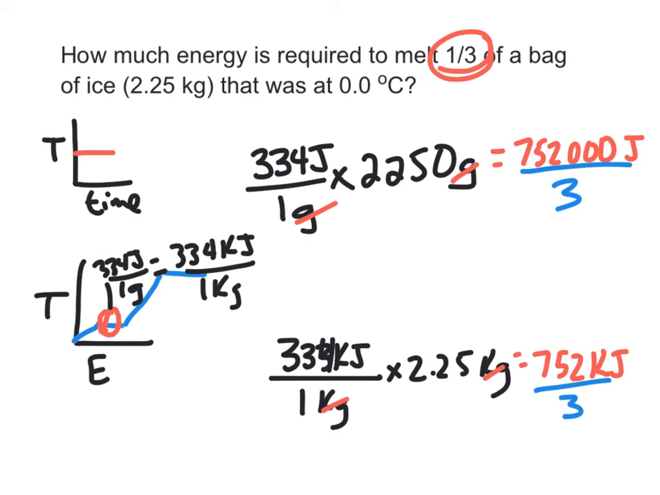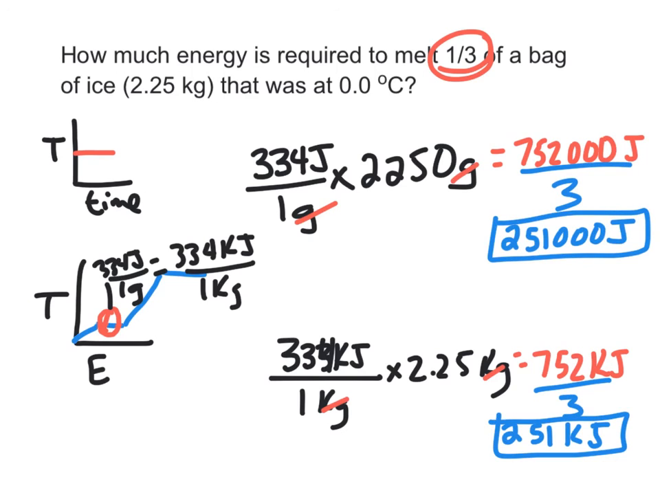We divide them by 3 or multiply them by 1/3, and we get, on the top one, 251,000 joules, and on the bottom one, 251 kilojoules. And so really, they mean the same thing. So 2 different ways to look at that. You could have also taken 1/3 of the mass right away, and you could have found the same answer too. So a couple different ways to do this, but notice we didn't really use a formula. We just did what we know, and we knew this was for every 1 gram, but we knew we had 2,250 grams, and so we multiplied it together.